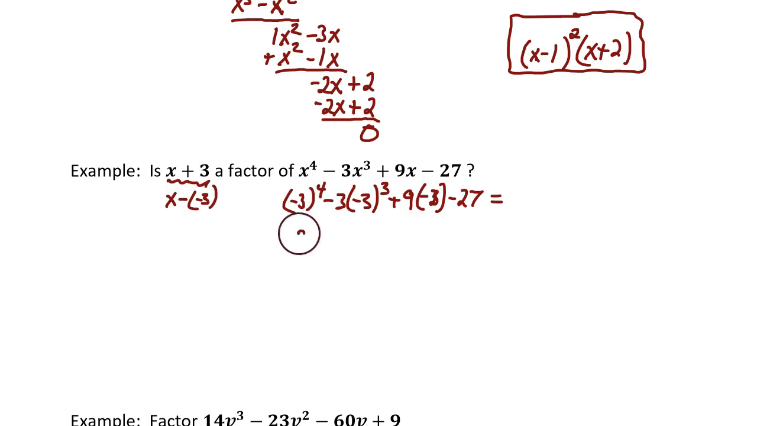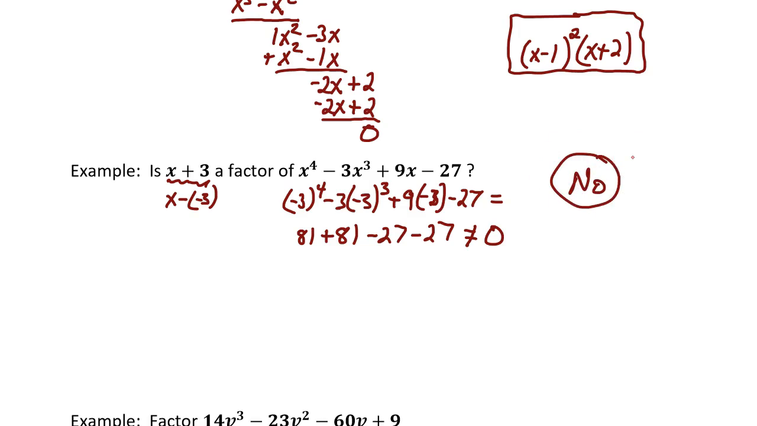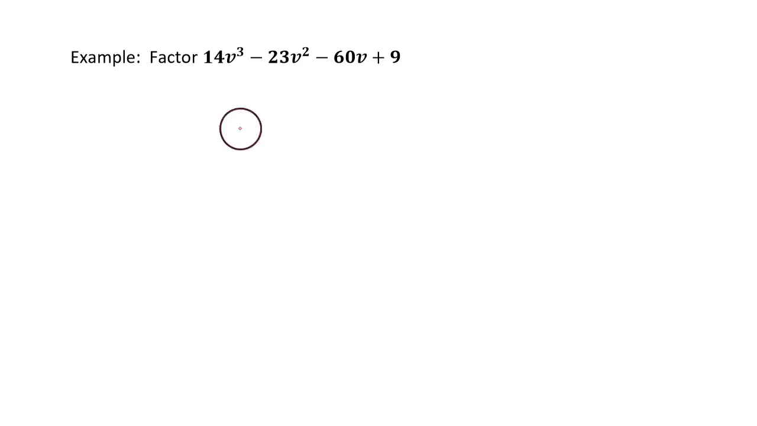Negative 3 to the 4th power is positive 81. Negative 3 to the 3rd power is negative 27, which multiplies to this negative 3 to make positive 81. 9 times negative 3 is negative 27, and on the end there's another negative 27. We could figure out what this makes, but is it evident that it does not make 0? So the answer is no. Because substituting negative 3 for x does not make an answer of 0, we know that x plus 3 is not a factor.